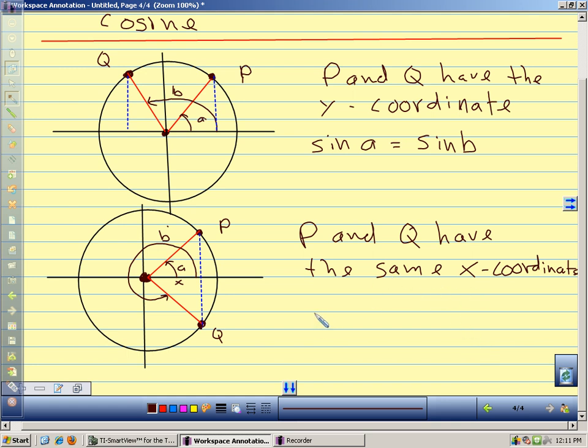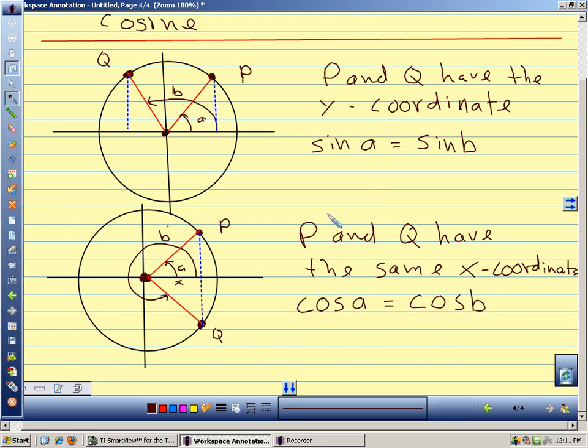So that tells me on the unit circle that the cosine gives me my x coordinate. So cosine A equals cosine B. So A and B are two angles that have the same cosine. Well, this tells me why it works. Now we need to know how we figure out those angles. So let's give the rules for angles that have the same sine and cosine. Any questions on this part?